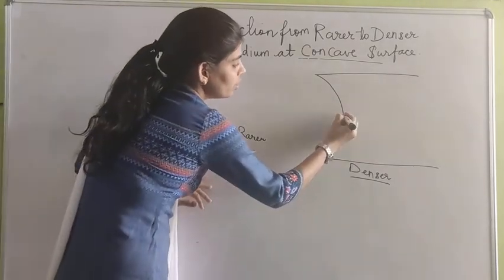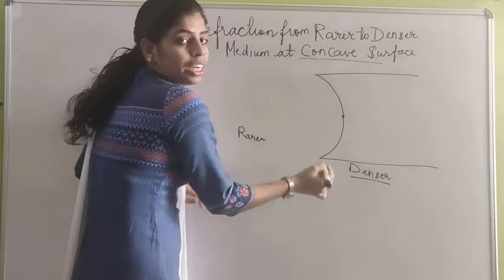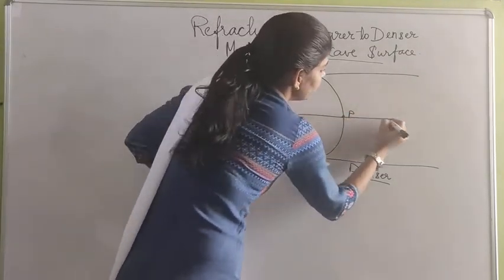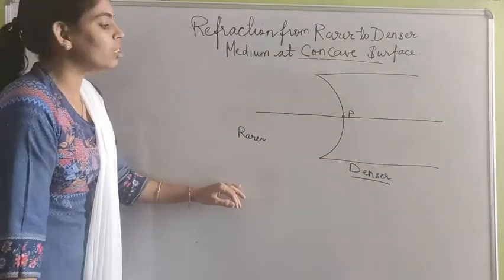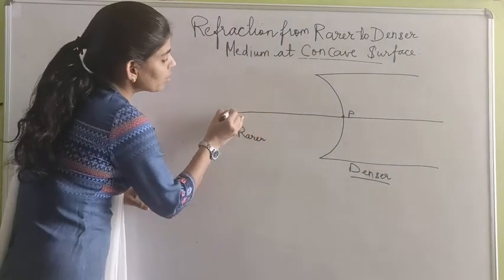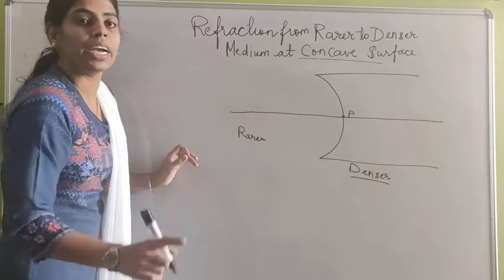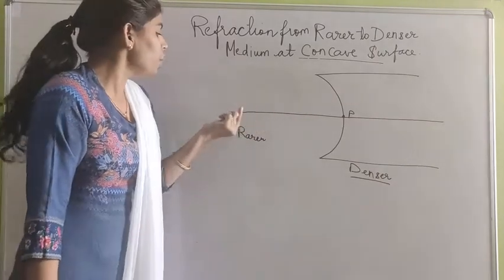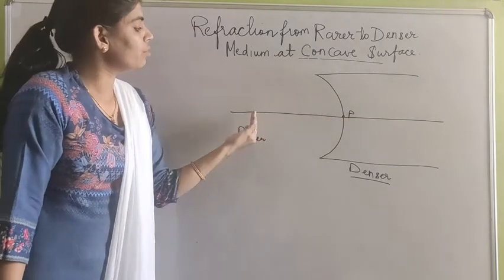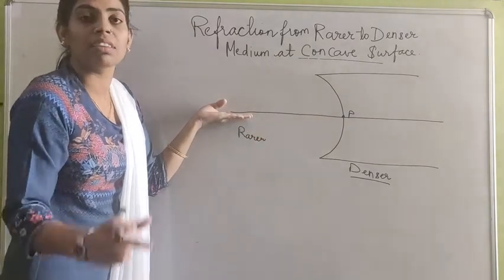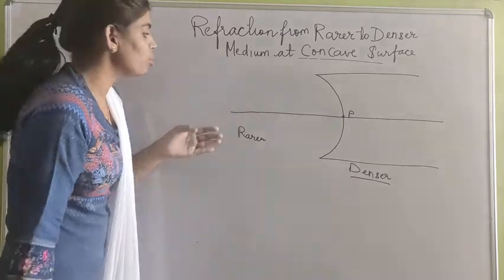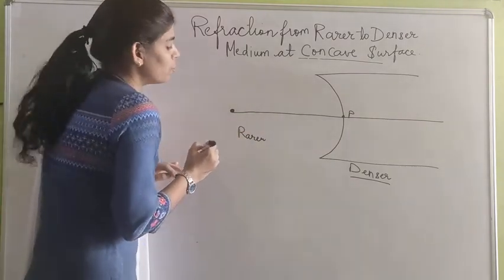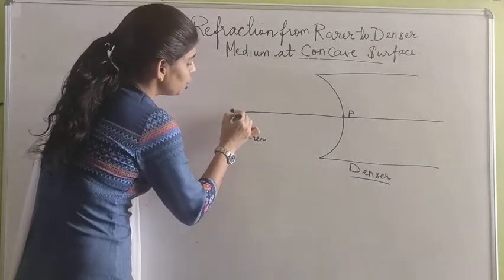This is the midpoint of the refracting surface, known as pole. Through the pole we will draw a line. This is known as principal axis. On the principal axis we will place our object, and I have told you the object should be of point size. So we will place, in front of the refracting surface on the principal axis, our point size object. Suppose I have placed my point size object at position O.